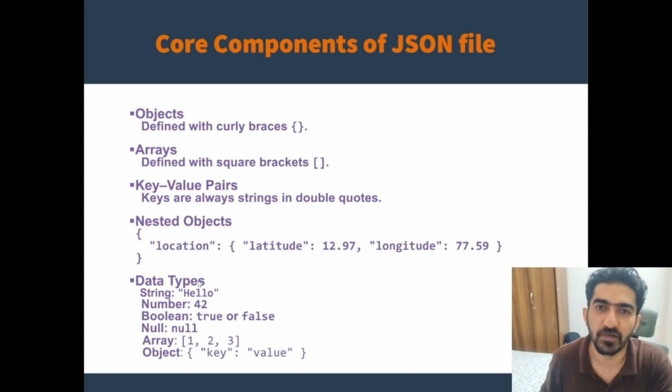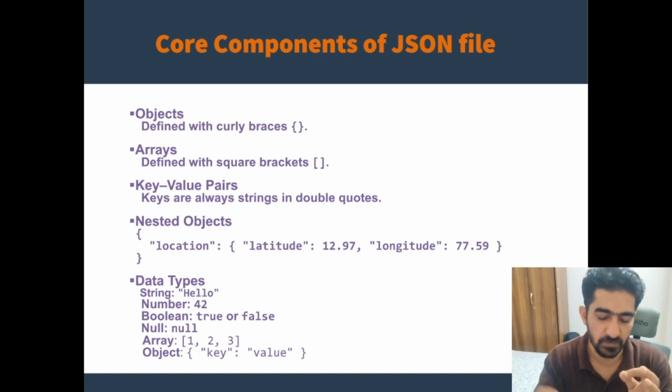Now we have data types. There are multiple data types. Here we have a string data type, and we have a number, like the 12.97 mentioned here, and like 42, written without quotes. Next we have the boolean type of data, which may be true or false. Then we can have null, we can have an array, and we have objects like we discussed here. All these things constitute the JSON file data.